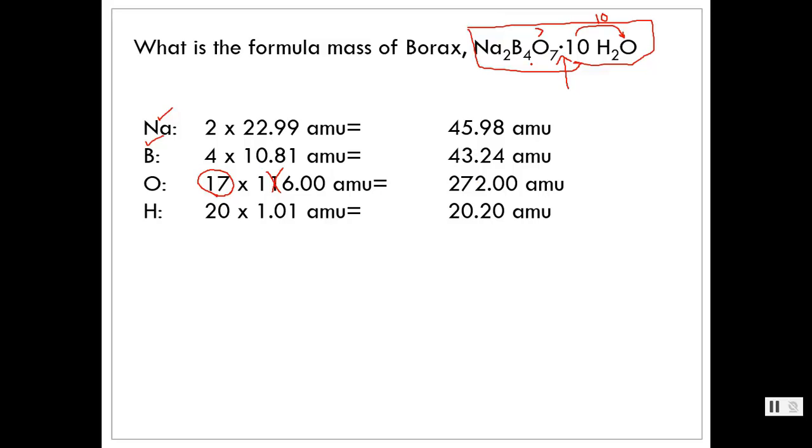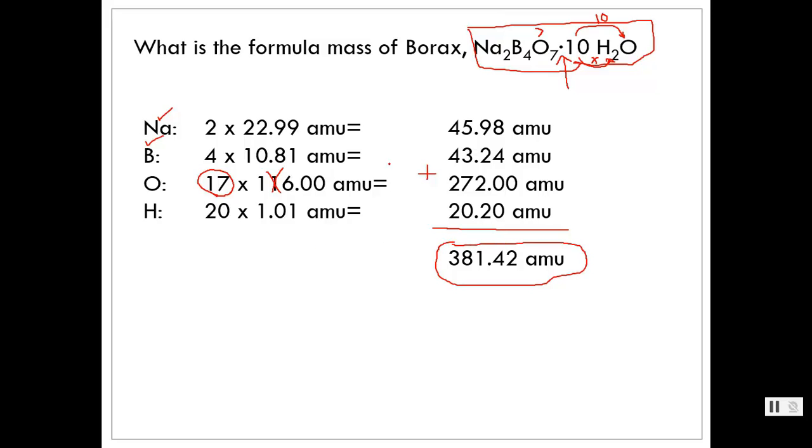So I've got 17 oxygens and how many hydrogens? Well, that 10 goes to everything behind it. It went to the oxygen and it goes to the hydrogen. Remember, we multiply. So 10 times 2 gives me 20 hydrogens. So once I take the individual masses from my atoms and I sum them up, that gets me my formula mass for borax, which is 381.42 atomic mass units.